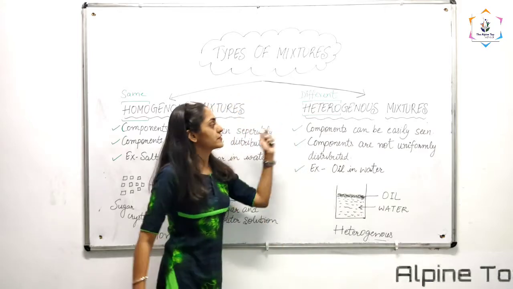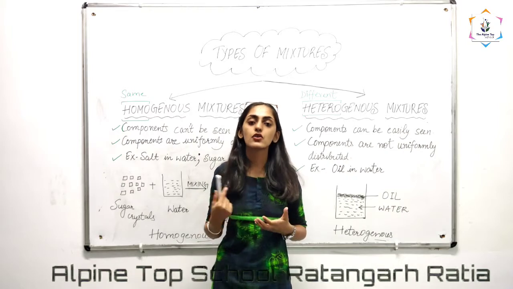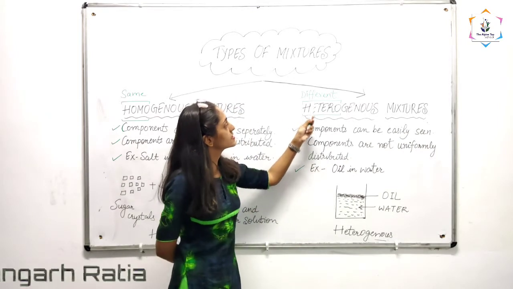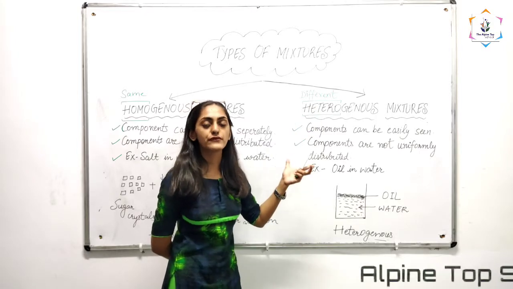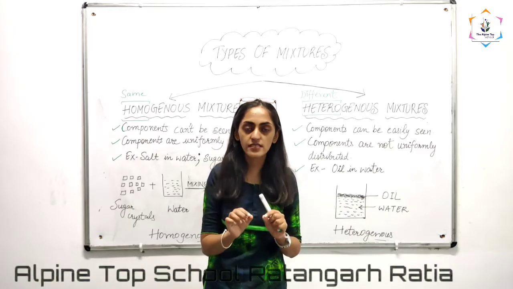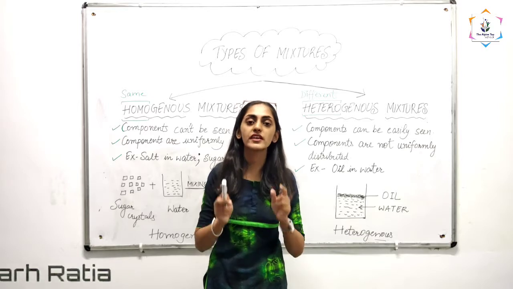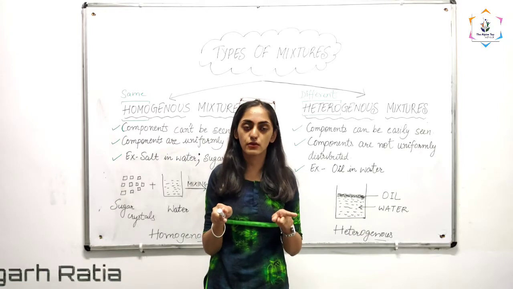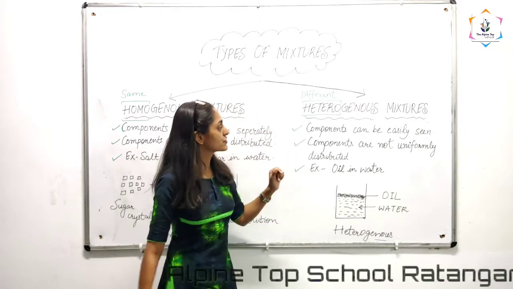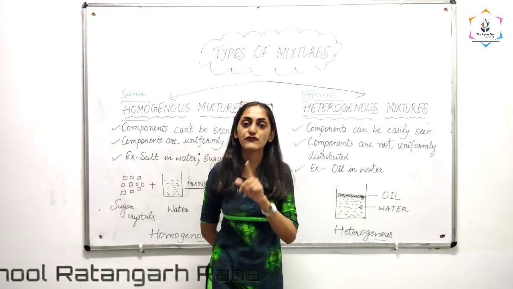Then coming to heterogeneous mixtures. Heterogeneous mixtures are the whole opposite of homogeneous ones. Hetero means different. You can see the components differently. When you are mixing things, they are not mixing with each other, and you can still see the difference. You can still see both components separately. So in heterogeneous mixtures, components can be easily seen, even after mixing.